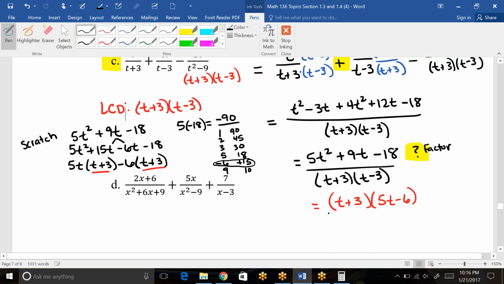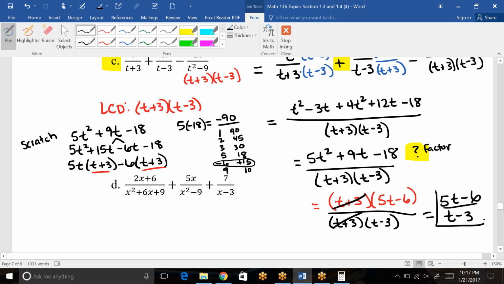That was the top. I still have my bottom of t plus 3, t minus 3, and these are identical, so they cancel out. Be very careful here. A lot of students try to reduce this 3 and this 6. That is not legal. You cannot partially cancel parts of binomials. The only way a binomial can cancel out or reduce out is if you can pull a GCF out of here, and then this would also have to be t minus 3. It would have to be identical. So this is my final answer, and it is in reduced format.